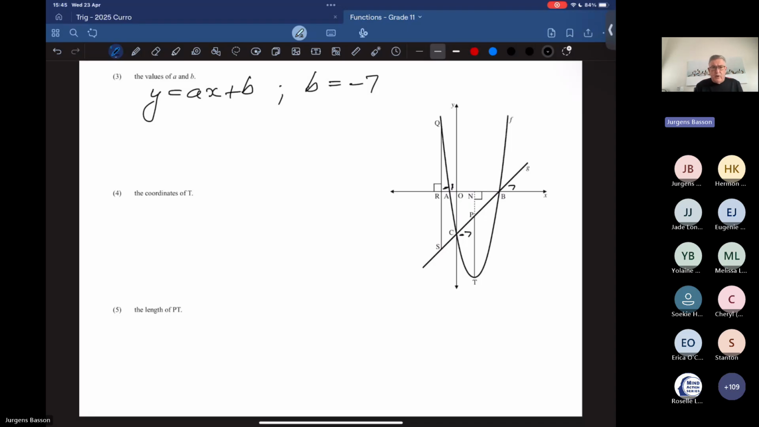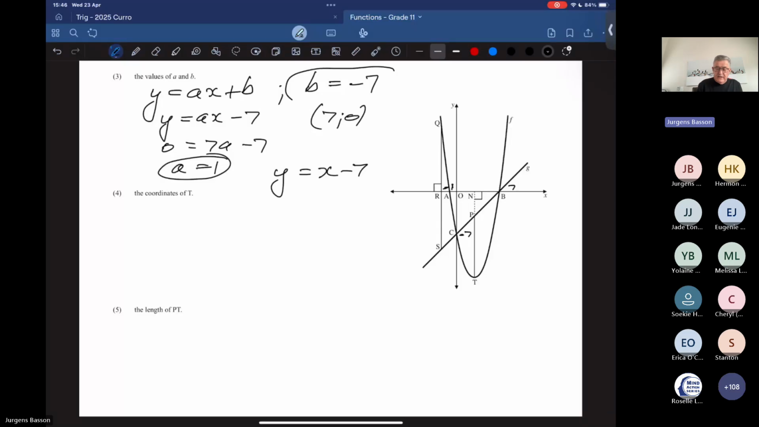We can use the gradient formula, y2 minus y1 over x2 minus x1, or we can just substitute the point. We can say that y is equal to ax minus 7. So let's substitute the point (7; 0). So y is 0 and we have 7a minus 7, because our x is now 7. Is that correct? Yes. So that means a is equal to 1. Therefore, our equation is y equals x minus 7. So a is 1 and b is minus 7.